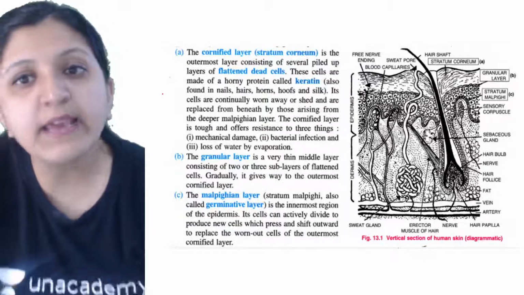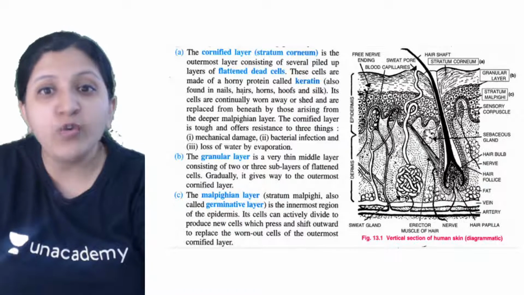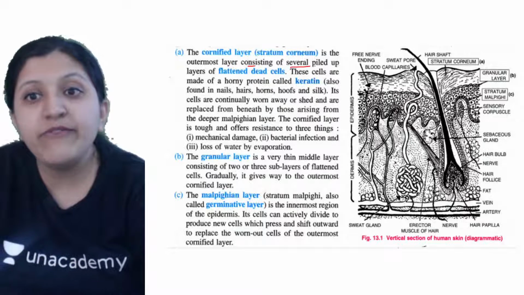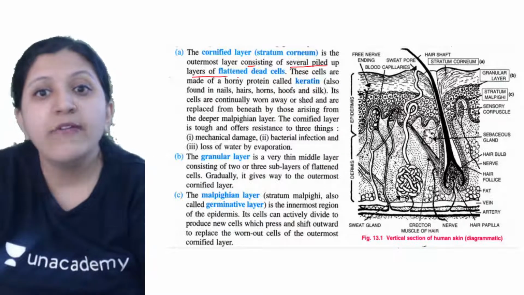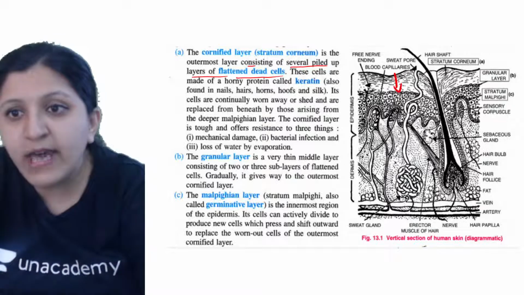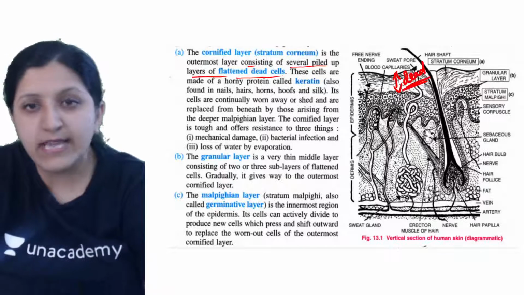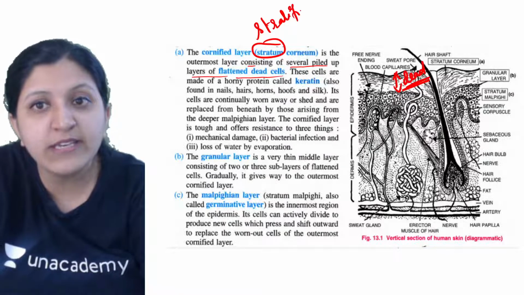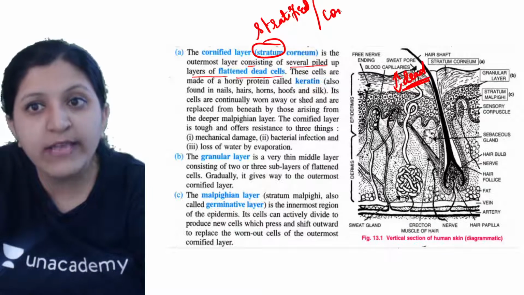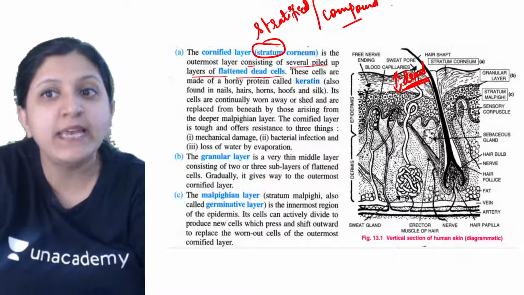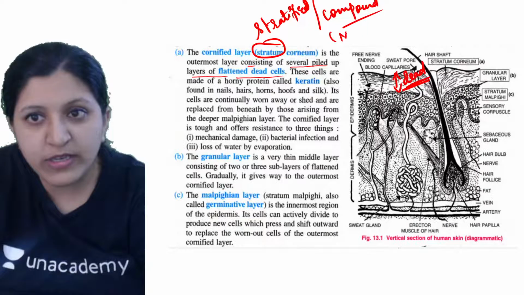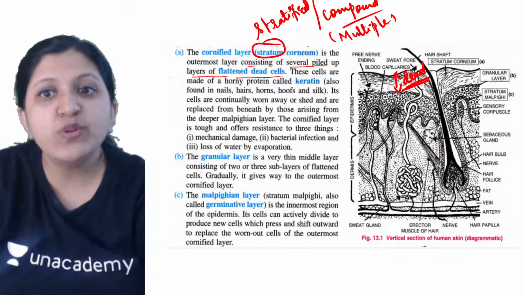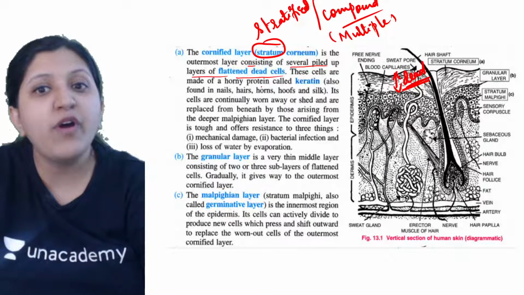The cornified layer, or stratum corneum, is the outermost layer, which will have several piled up layers of flattened dead cells. All of these are dead cells, and it is stratified, meaning compound. It is not just one layer; multiple layers of epithelial tissue are there. You can see here multiple layers are mentioned. These cells are made of a horny protein called keratin.